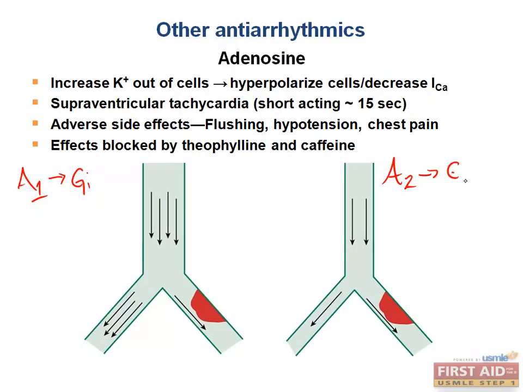The adenosine 1 receptor is associated with the inhibitory component of the G protein complex. The Gi or A1 receptor is in the SA and the AV node, while the A2 receptor is very prominent in vascular smooth muscle cells. So when adenosine binds to A1 receptors in the SA and AV node, it activates the inhibitory Gi protein, which we know inhibits adenylyl cyclase, which means we will be producing less cyclic AMP, and without cyclic AMP, there will be less activity of protein kinase A.